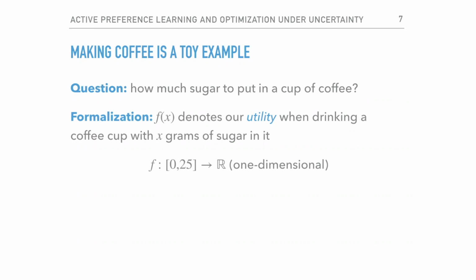But if we have more parameters to tune in this procedure, for example, if we want to jointly tune for the amount of milk to put as well, then it would be a two-dimensional objective function. But again, we assume that we're only working with sugar for now, so it's a one-dimensional function. So what does this f look like? It could be plotted as a graph where the x-axis is the amount of sugar and the y-axis is our utility. If you have a sweet tooth, then your utility might linearly increase with respect to x, and your preference is optimized with maximum x. In this case, it's 25.